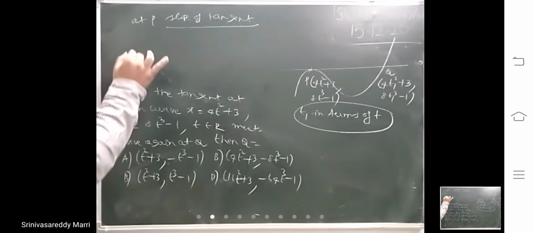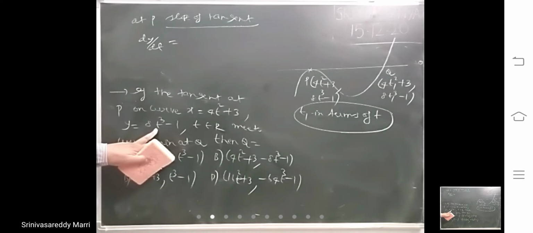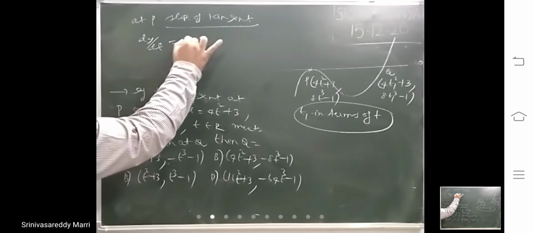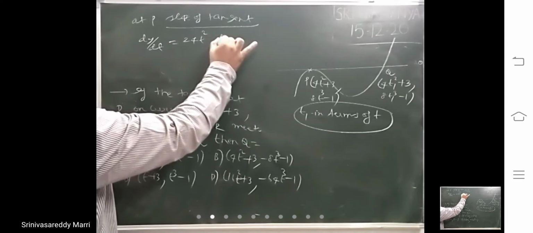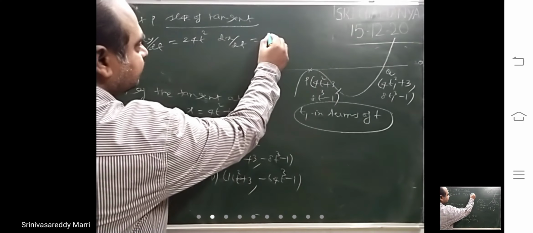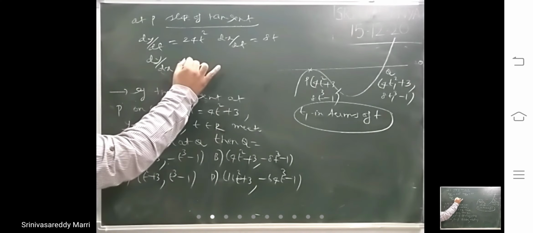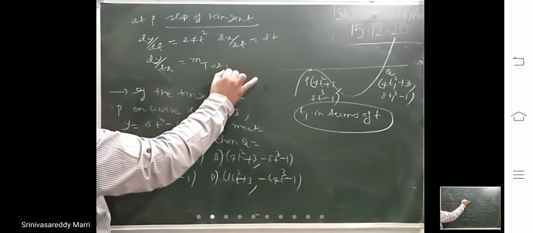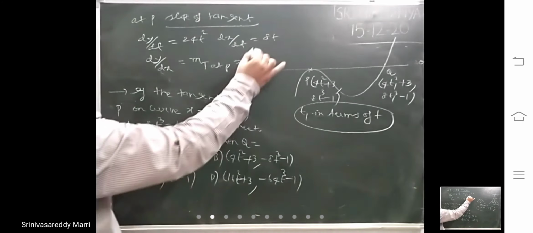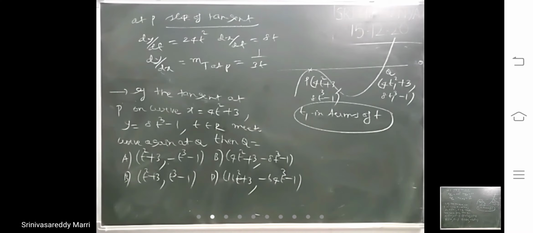For the two equations given, dy by dt equals to what? 8 into 3t square, that means 24t square. dx by dt is nothing but 8t. So therefore, dy by dx, this is slope of tangent at P, is nothing but 8t divided by 24t square, 1 by 3t.